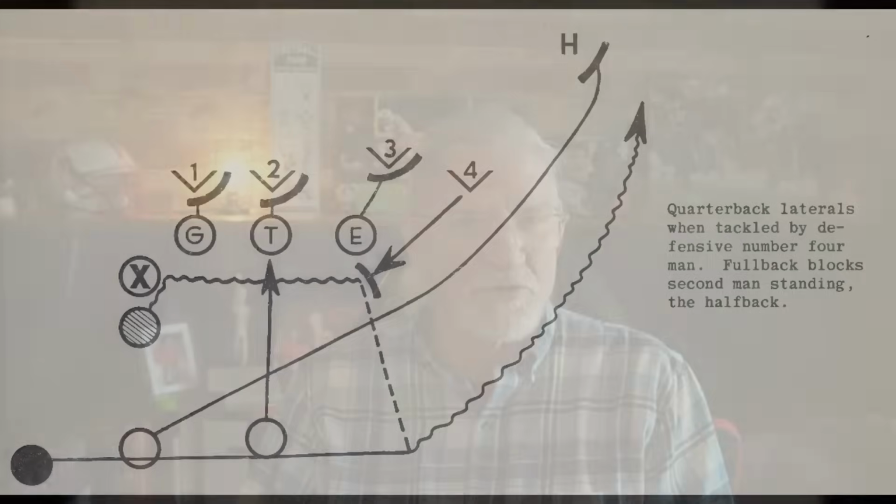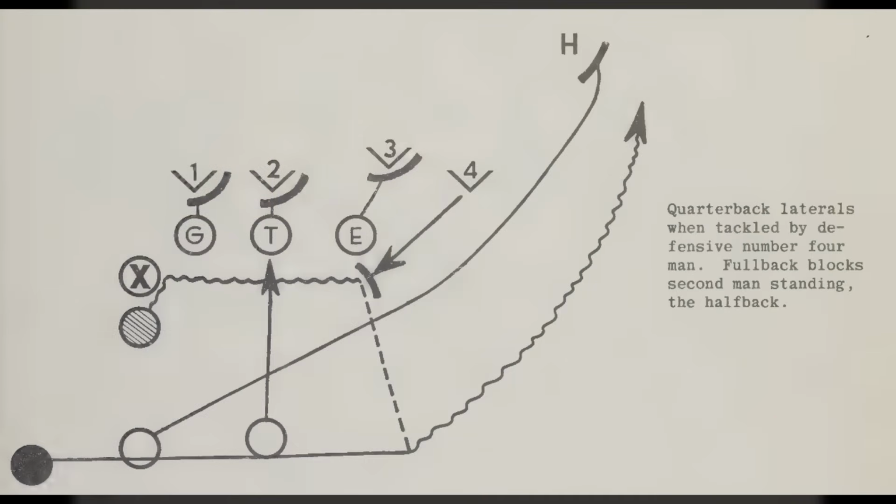Now, the other component that made the split T different was huge, the option. Faurot introduced an option-based run game where the quarterback could keep the ball, pitch it, or hand it off based on the defense's reaction. Instead of following a set script, the quarterback now had the ability to read the defense in real time.